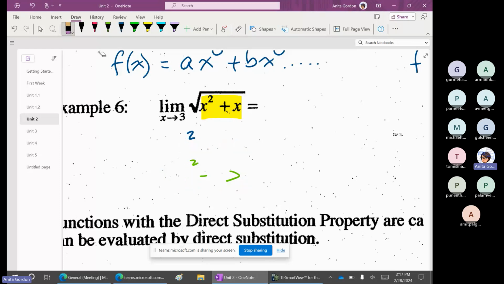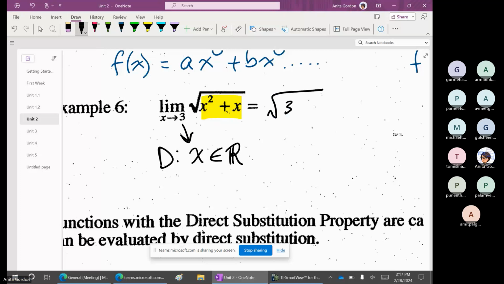We don't have restrictions. So why did we do all that? I keep missing my domain and range. Okay, the domain x is all reals. Therefore, 3 is in the domain. So the limit, just chuck it in.